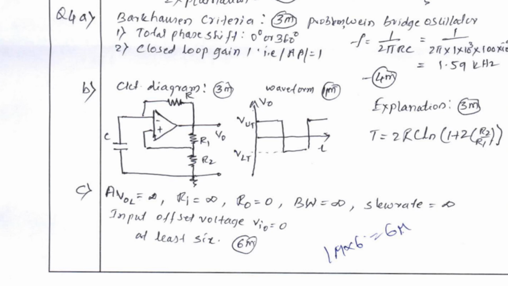Then B was, for the circuit diagram it carries 3 marks, and for the waveform it carries 1 mark, and for the explanation of the circuit diagram it carries 3 marks. So the expression, that is astable amplifier, for that explanation carries another 1 mark. So totally it is of 7 marks.